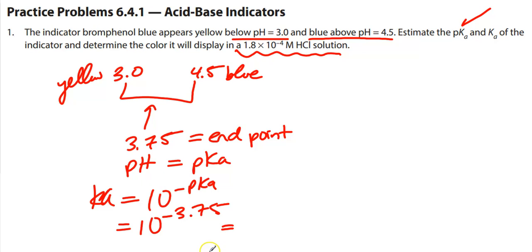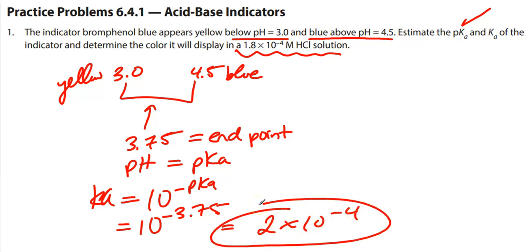So, let me see for sig figs. 1 sig fig, that's kind of crappy. So it's 1.778, but we're going to round that to 2 times 10 to the negative 4. Okay, and then for the second part of this, where it says determine the color.